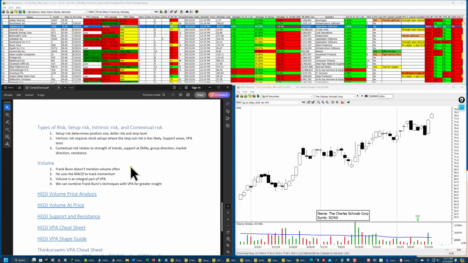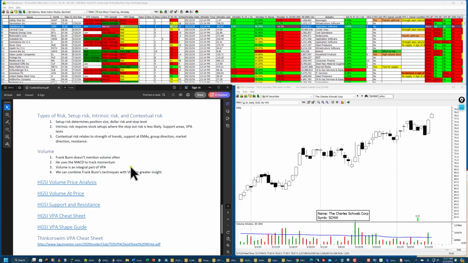He doesn't mention volume, doesn't really use it, I don't believe, but as you know, if you believe in VPA, you have to use volume. So I'll be using volume price analysis in this analysis and instruction. In fact, right here, this last sentence, we can combine Frank's techniques with VPA for greater insight, and I'm going to show you some charts, the charts that I'm going to be using.